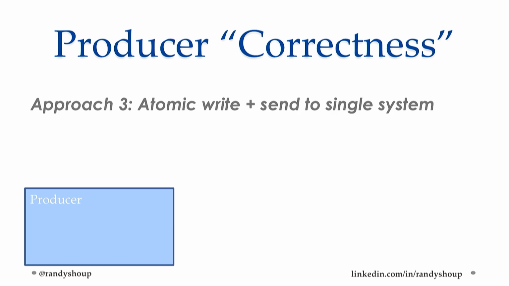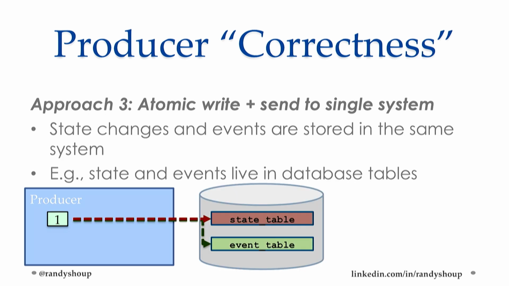The third approach is if we happen to have the database and the event bus in the same system, we could actually do it atomically with a transaction. So let's imagine that we stored our events in our local database. This is what eBay did, back in 2006. So the state changes and events are actually stored in the same physical repository.